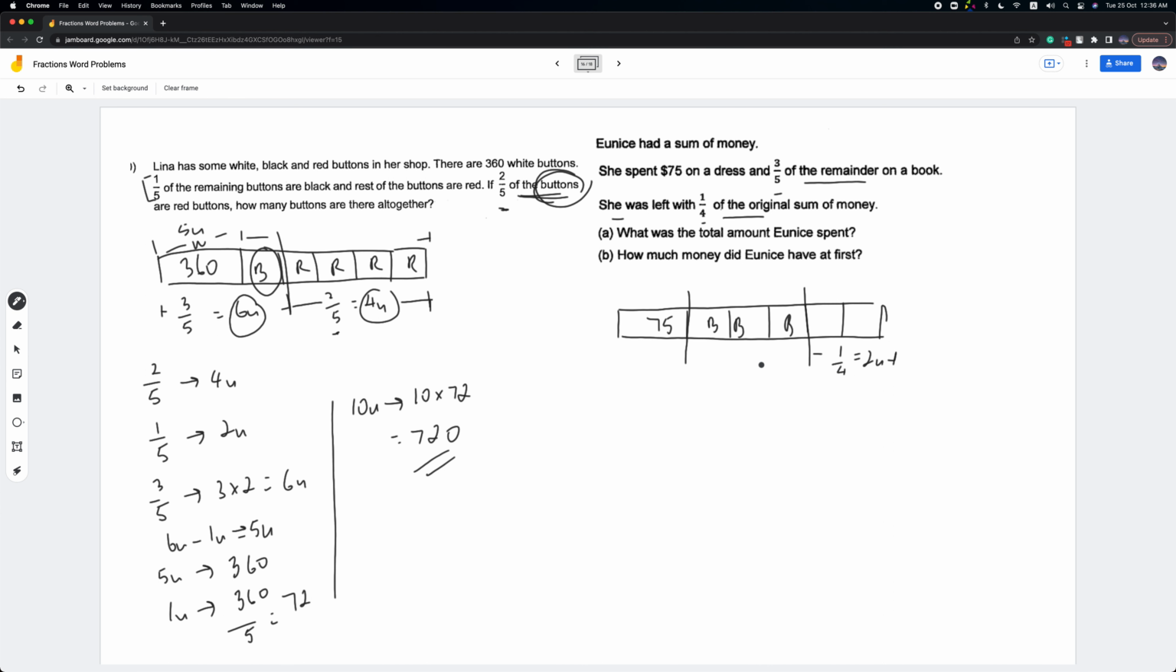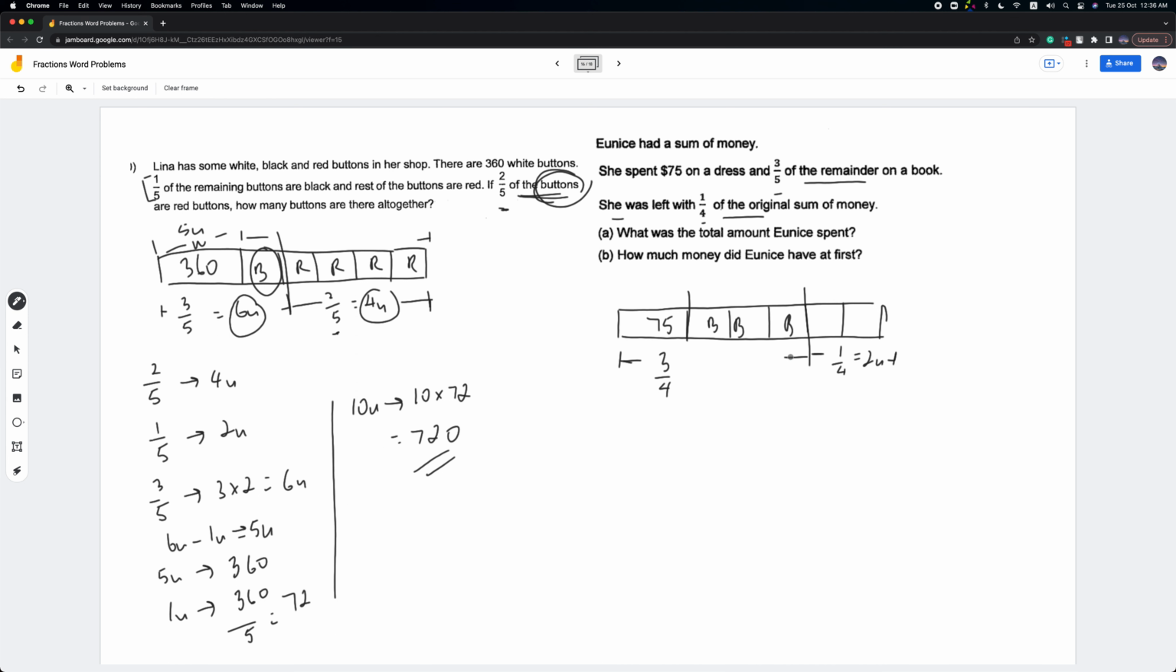If this side is 1/4, okay, so this second question is simpler than the first one. Why? Because here we have 2 units. We need to convert to 1 unit first. We need to find 1 unit. After we find 1 unit, then we can change to 3 units. But for this case, we already have 1 out of 4, which is 2 units. If this side here is 1/4, that means this side here has to be 3/4.